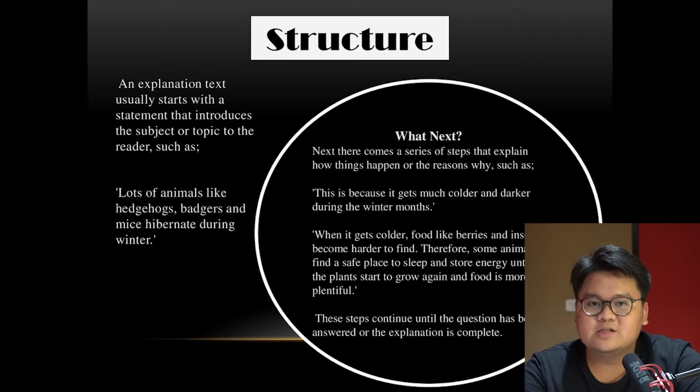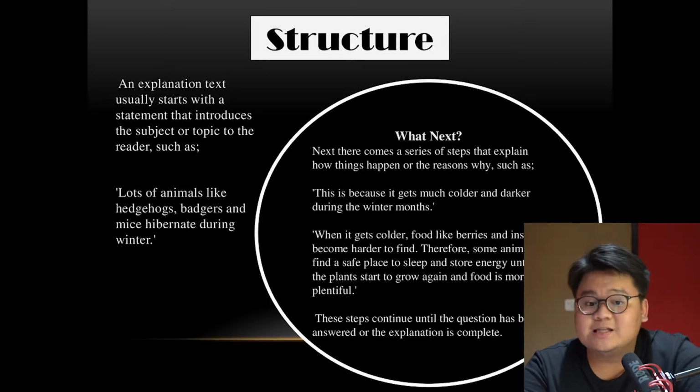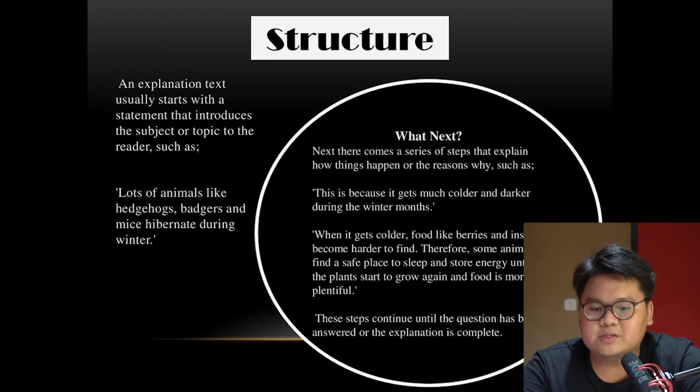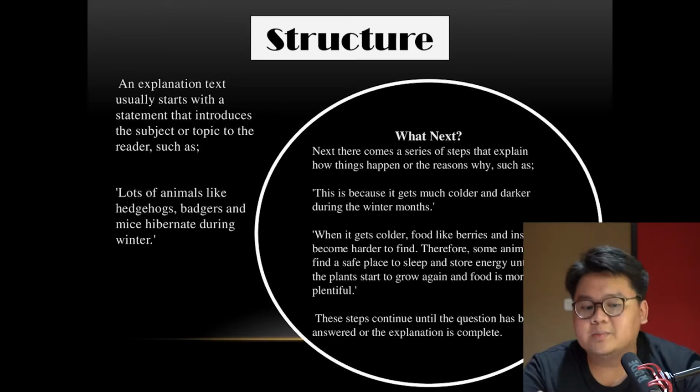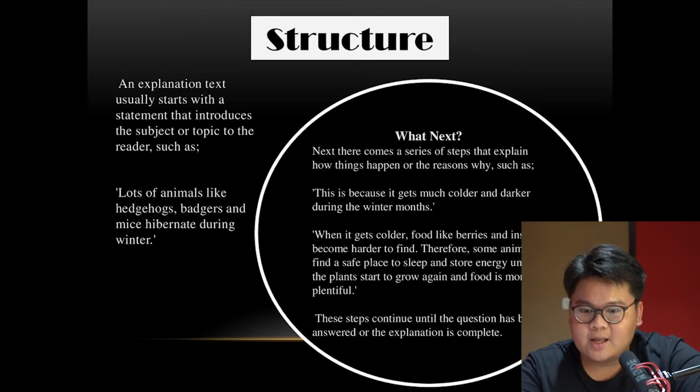The structure of an explanation text usually starts with a statement that introduces the subject or topic to the reader, such as: lots of animals like hedgehogs, badgers, and mice hibernate during the winter. What next? Next, there comes a series of steps that explain how things happen or the reasons why, such as: this is because it gets much colder and darker during the winter months.